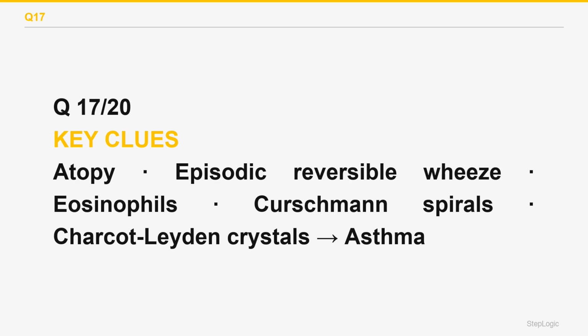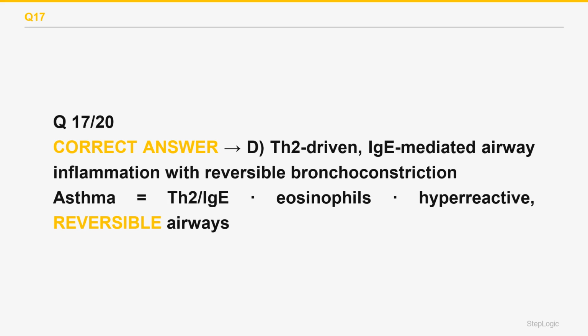On re-exposure, allergen cross-links IgE on mast cells, triggering release of histamine and leukotrienes that cause bronchoconstriction, airway edema, and mucus. The result is bronchial hyperreactivity and reversible bronchoconstriction, episodic wheezing, chest tightness, and a prolonged expiratory phase triggered by allergens, exercise, and cold air. The correct answer is D.